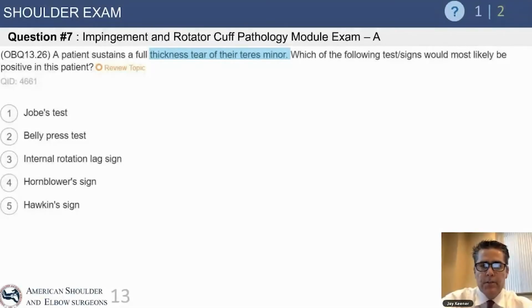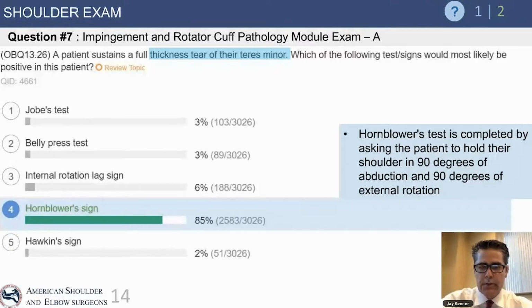Next question, patient sustains a full thickness tear of the teres minor. Which of the following tests would most likely be positive in this patient? So here you need to know specifically what the importance of the teres minor is, and the correct answer is the Hornblower test.